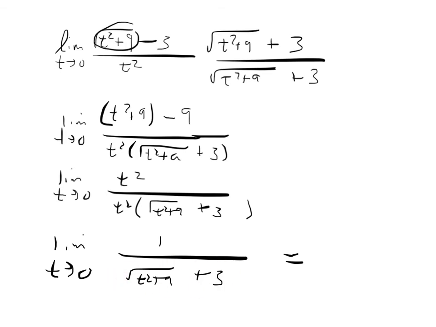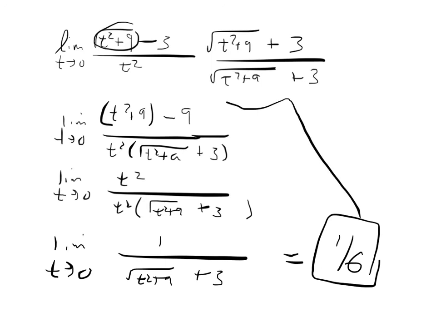So let's see. The square root of 9 is 3. 3 plus 3 is 6. So my limit here is 1/6. Not really obvious from looking at this at first glance.